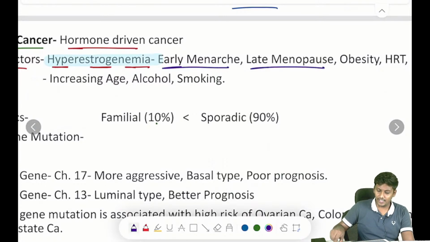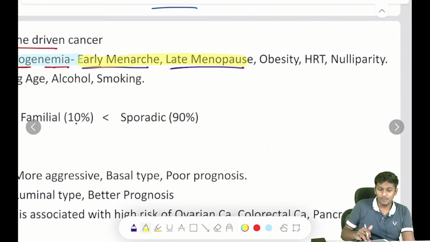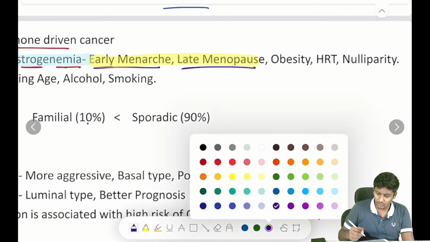So early menarche and late menopause, these are important keywords, and questions on these have been asked in your previous year examination. People get confused. Okay, so that should not happen now. Just apply the logic. Number of menstrual cycles will be more in which condition.